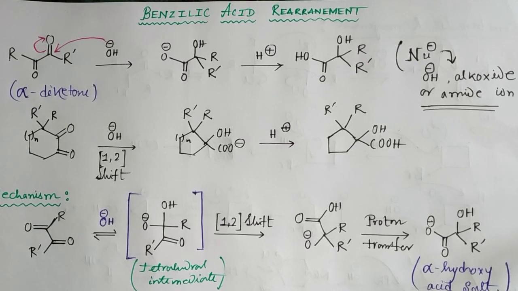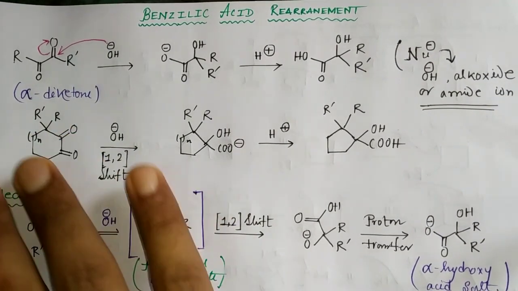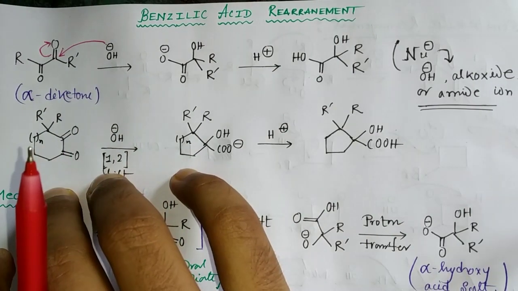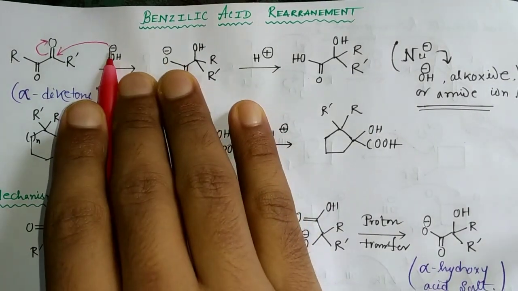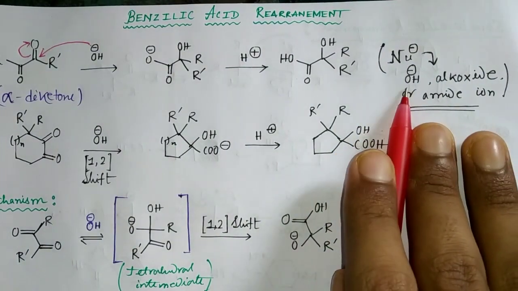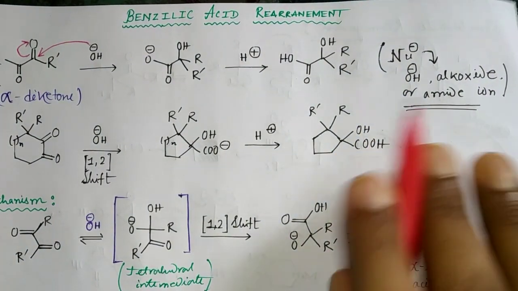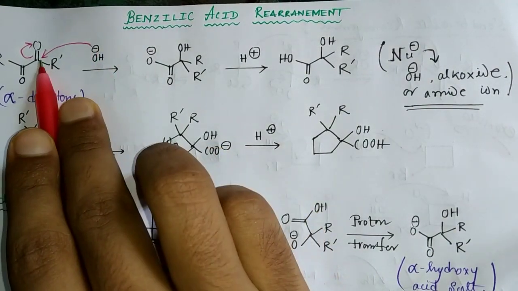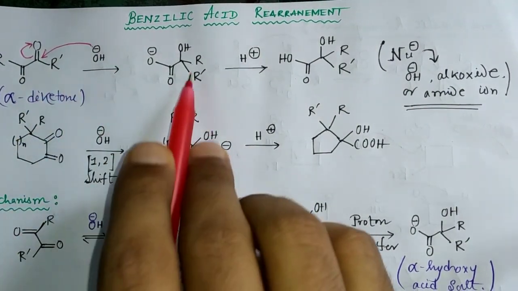Okay, now let's start. The first compound used for this benzilic acid rearrangement is an alpha diketone. If you use a base like OH minus, or a basic nucleophile like alkoxide or amide ion, here I am taking OH minus as a nucleophile, and it will attack this carbonyl carbon, and you get this type of product.